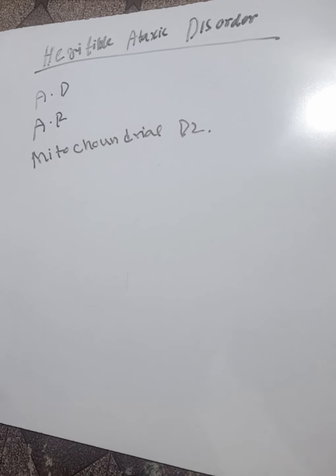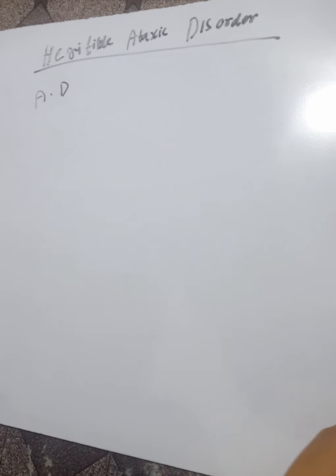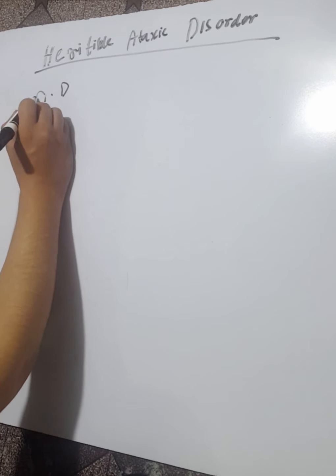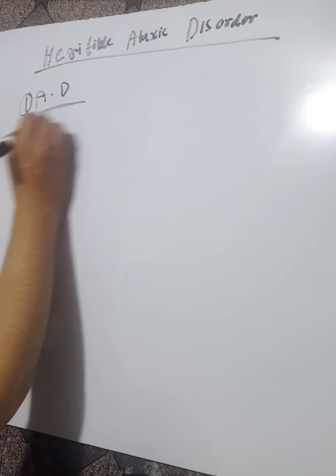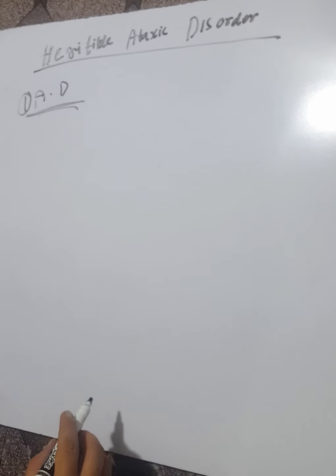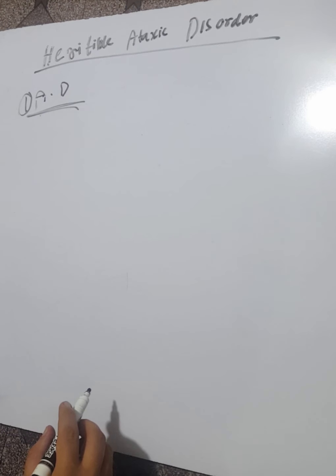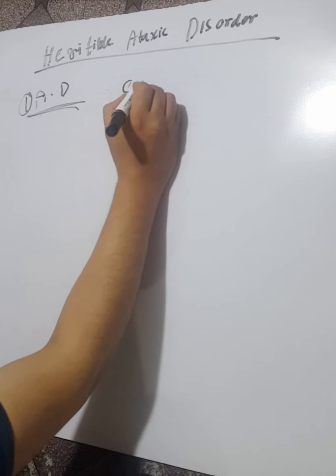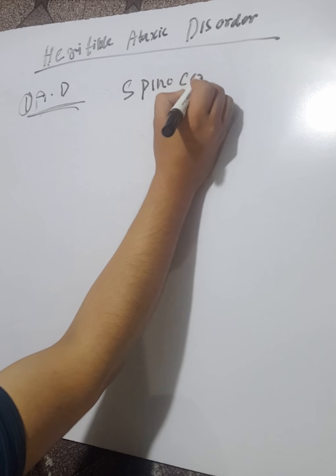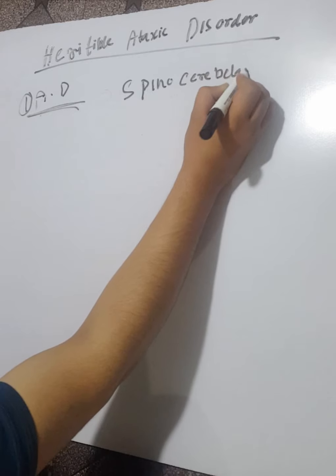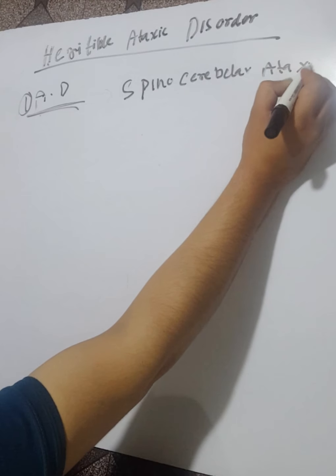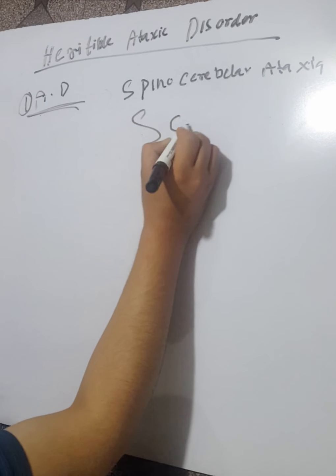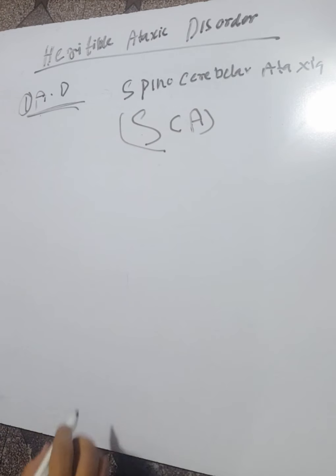First we will discuss the autosomal dominant diseases that cause the ataxic disorders. The autosomal dominant ataxic disorder is also called spinocerebellar ataxia. This is the heritable cause of the ataxic disorder.